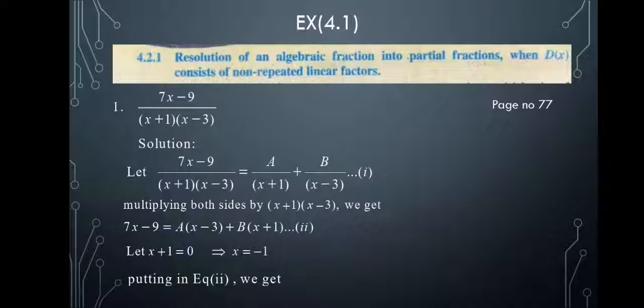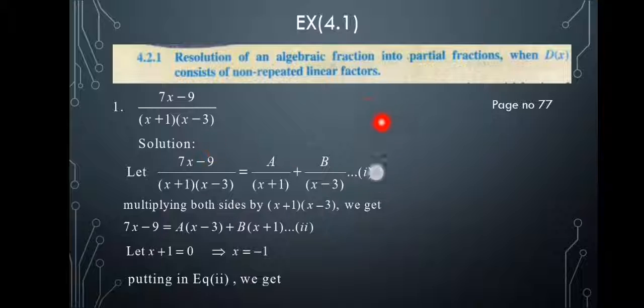Obviously the given fraction is the proper one, since the degree of the numerator is 1 while that of the denominator is 2. Since we have the two factors being multiplied to each other, its degree is 2. Here the degree of the numerator is less than the degree of the denominator, so the given fraction is the proper one.